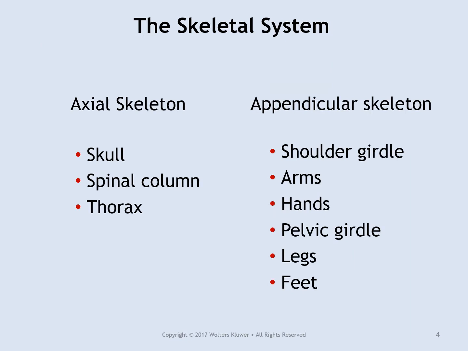So the skeletal system can be broken into the axial and appendicular. The axial consists of the skull, spinal column, and the thorax. The appendicular is comprised of the shoulder girdle, arms, hands, pelvic girdle, legs, and feet.